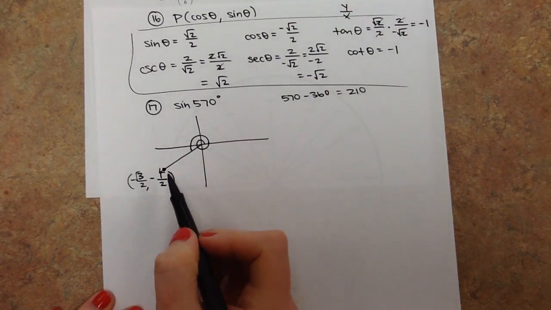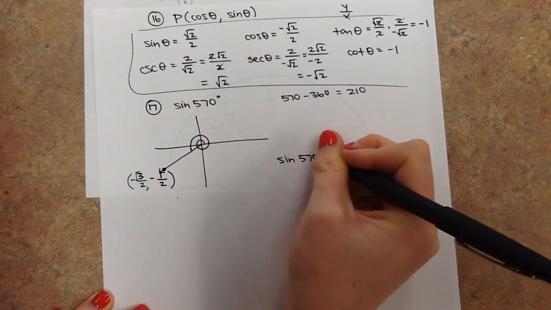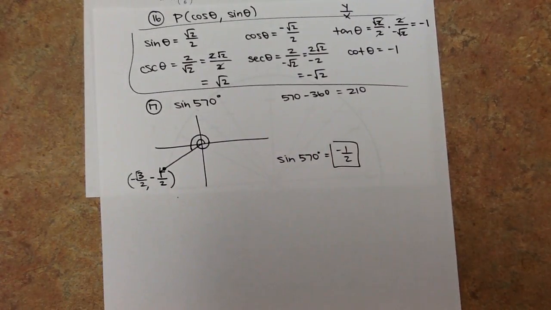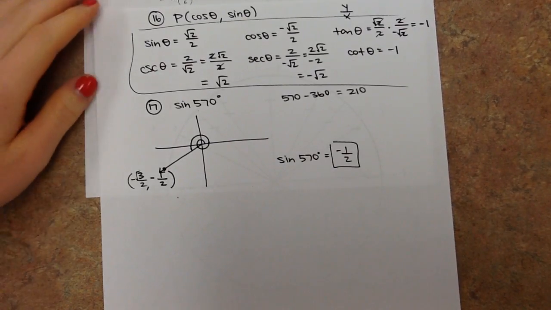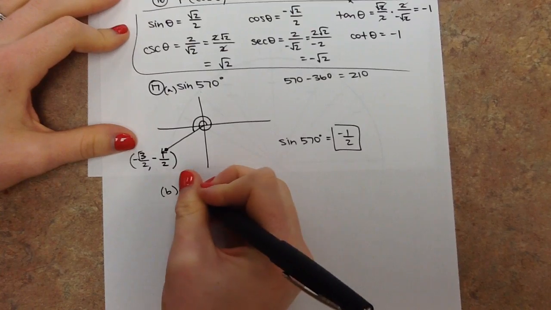So sine is always the y value. So that means the sine of 570 degrees is negative 1/2. So that would be your answer. And you do that, like I said, just by creating a little piece of the unit circle. So that was part A. And last one, part B.